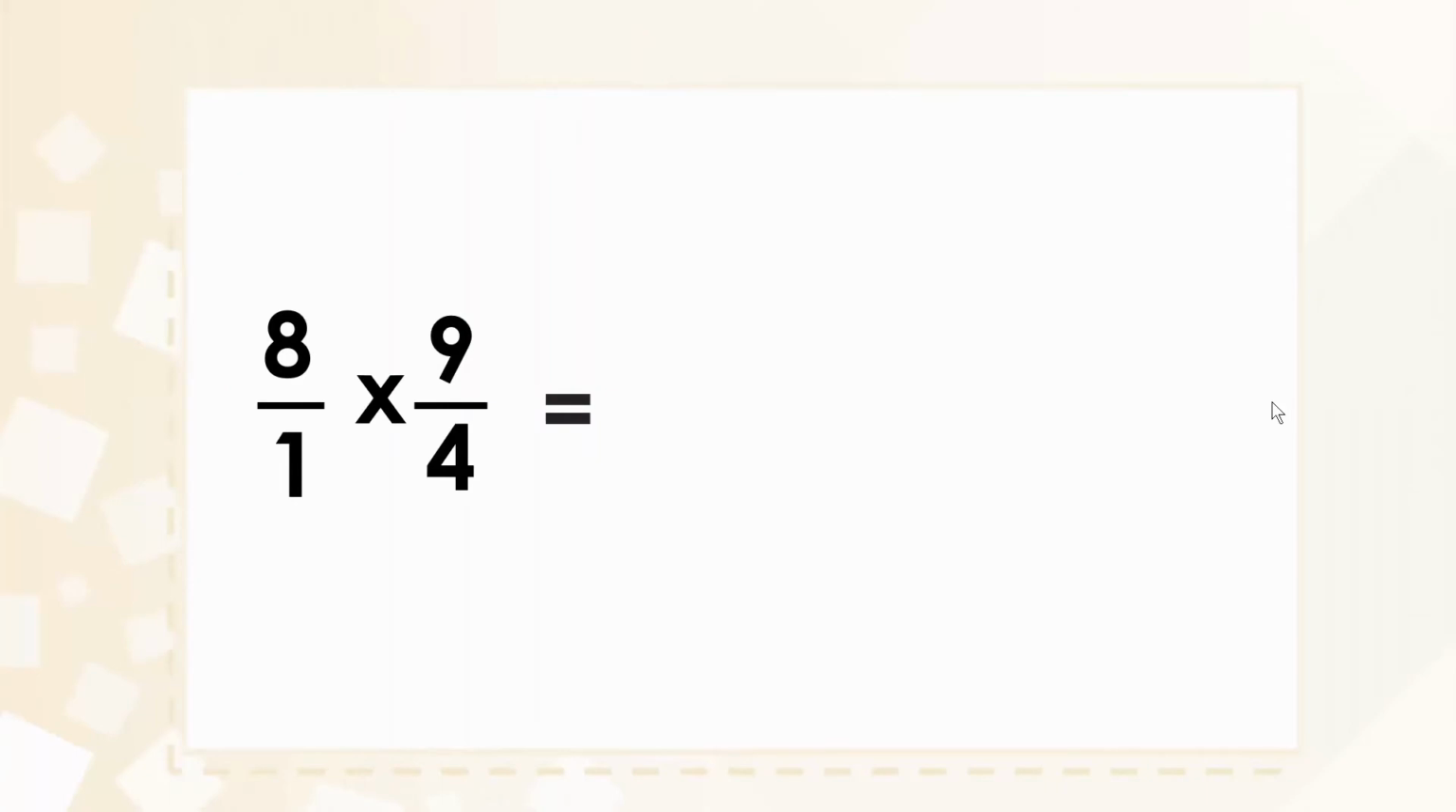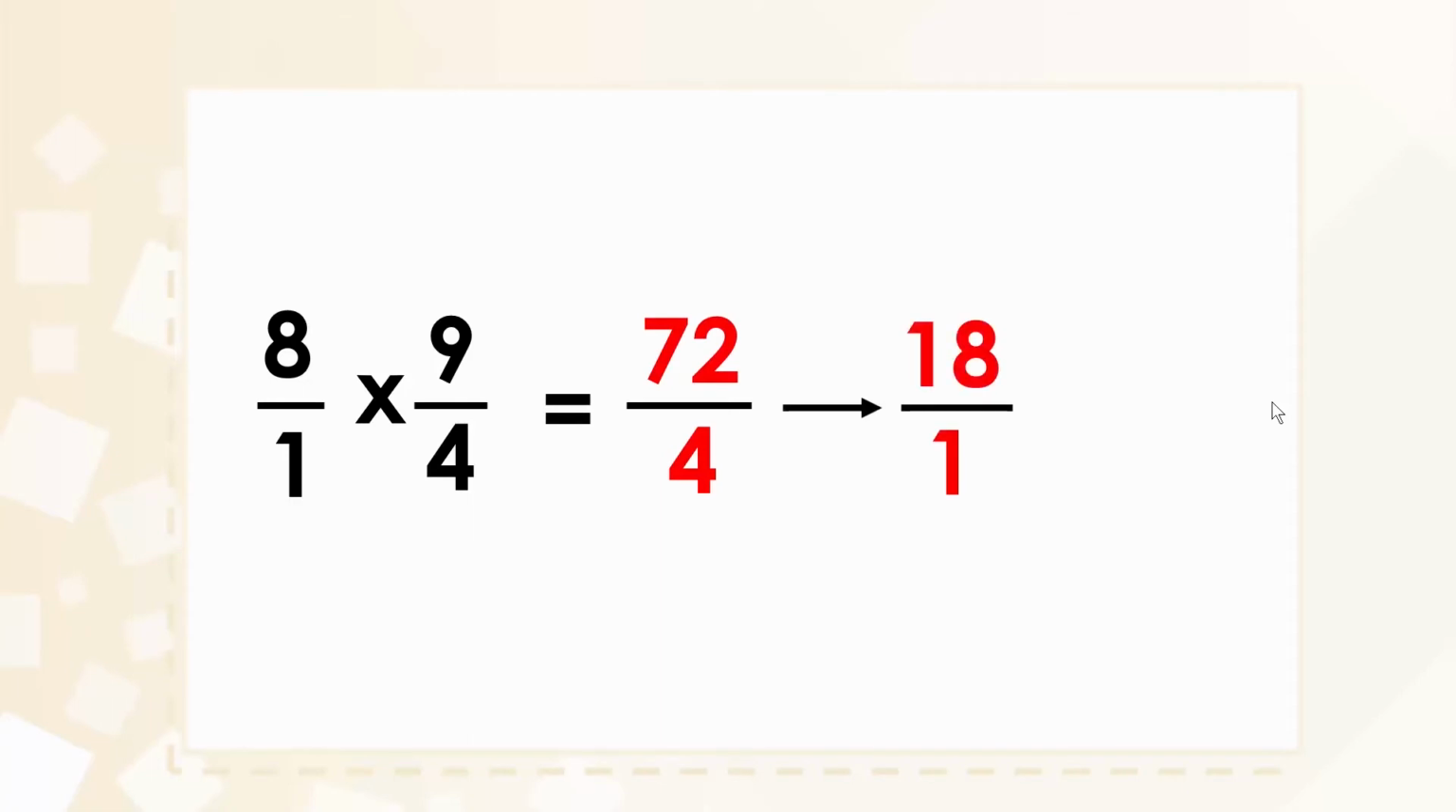Now we can proceed to the multiplication of numerator and the denominator. 8 times 9 is 72, and 1 times 4 is 4. So the answer is 72 over 4. Now, we simplify the answer. 72 over 4 is equivalent to 18 over 1, or 18.